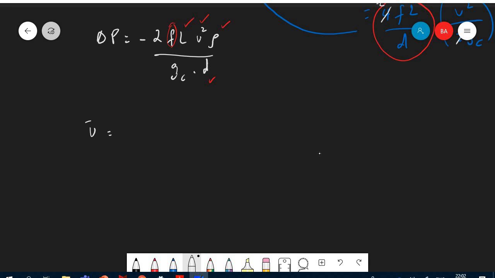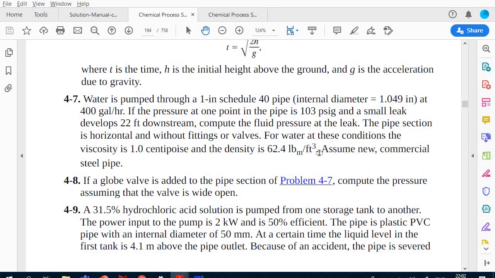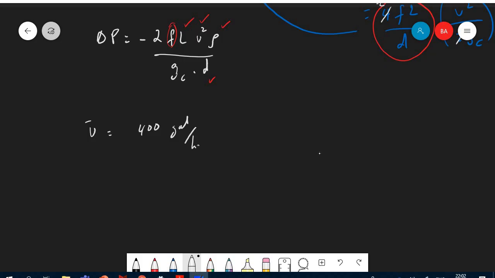So U is equal to the volumetric flow rate, and you remember the volumetric flow rate was 400 gallons. I forgot, believe me. So it was 400 gallons per hour. I'm going to change this gallon into feet cubed, because the standard is that you change things into feet. That gives how many feet cubed per hour I have, and I need to divide this by the area, and the area is pi d square over 4.